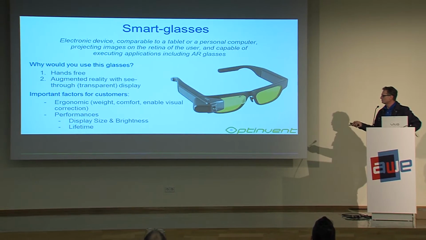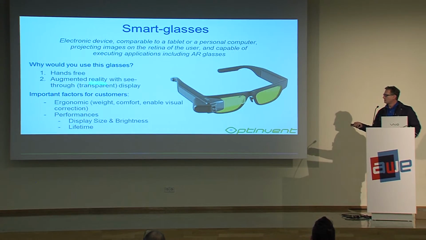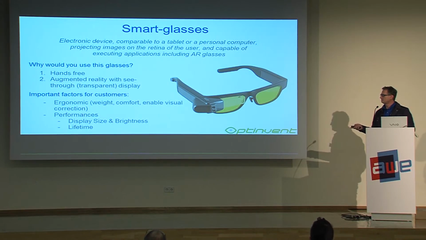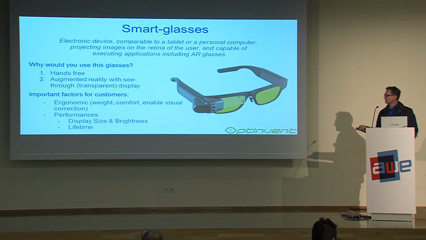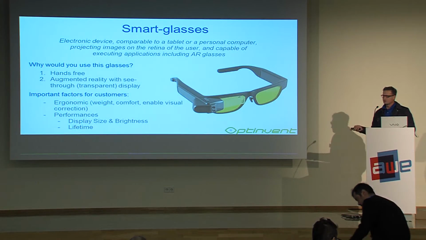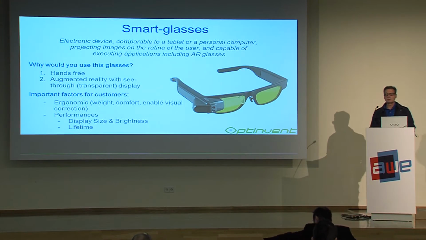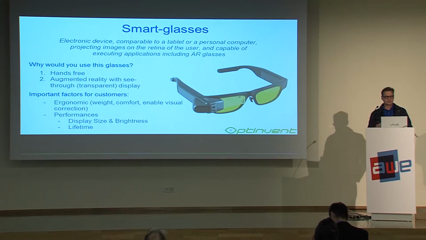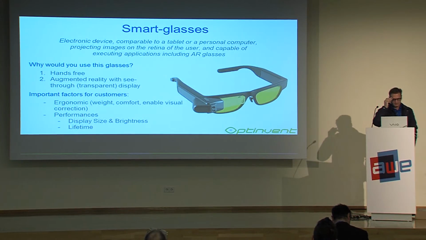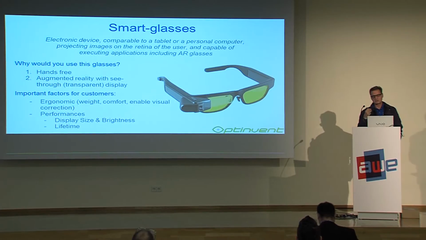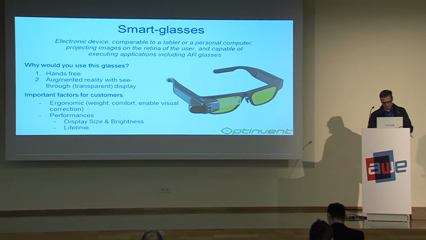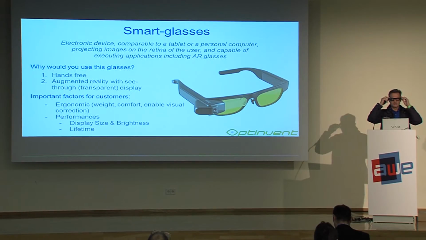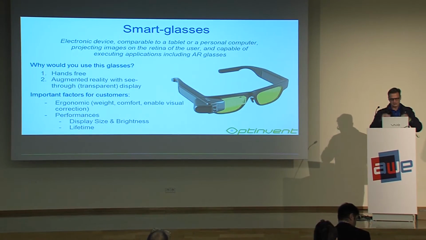This is a picture of ORA-2, our product. Before talking about development, there are important factors for the customer. The first is ergonomics: the customer should be able to wear them. The glasses should have low weight, be well balanced, right and left, and enable visual correction. I'm wearing glasses, and if I couldn't put in a correction, it's a problem. This is why, for example, with ORA-1, you could wear them over your own glasses.